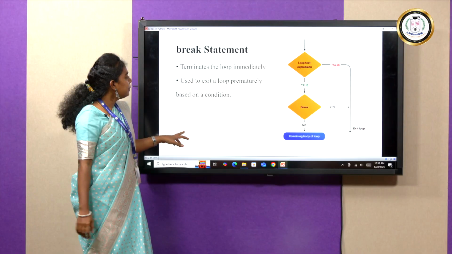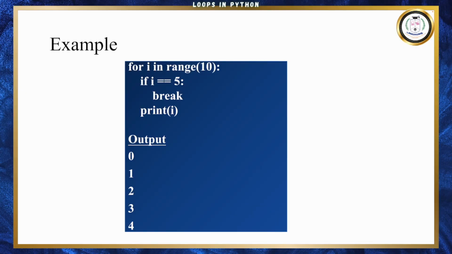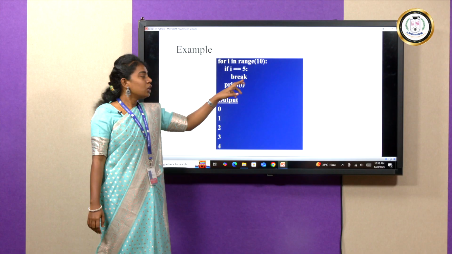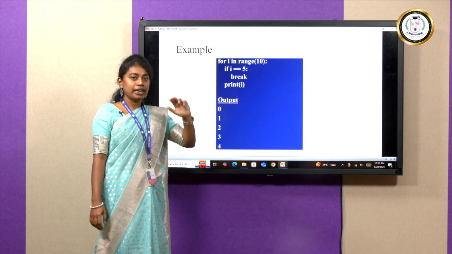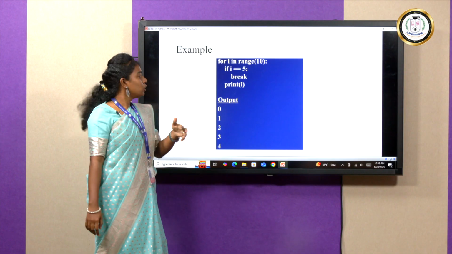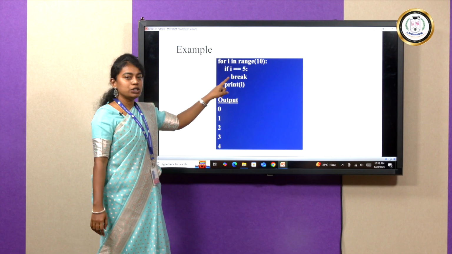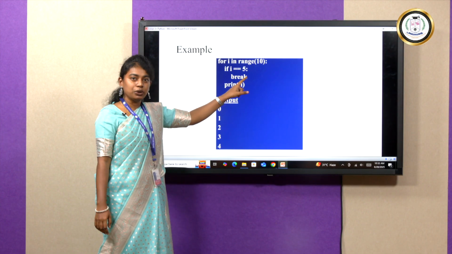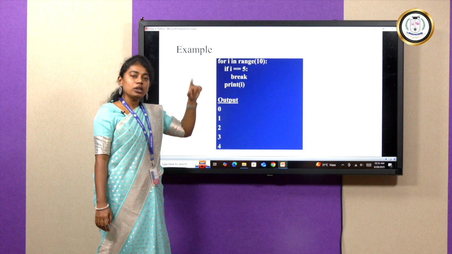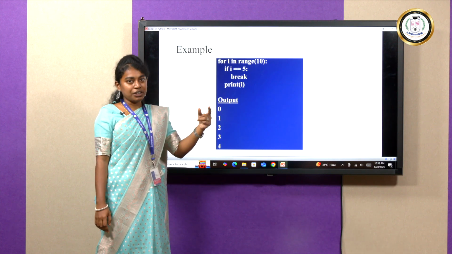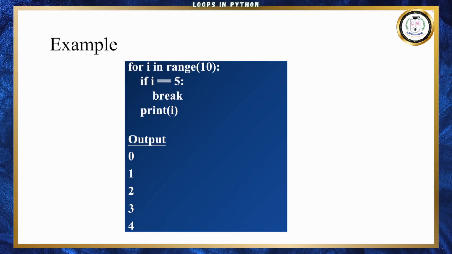So let's see an example. Here I'm again using the for loop. So for i, the variable name, in range, it starts from 0 to 10. So now it's going to print from 0 to 10, but I'm going to terminate the loop. Here you can see I'm giving a condition: if i is equal to 5, break. So as the i value is incremented up to 5, it will start printing the output. So 0, 1, 2, 3 and 4 will get printed.